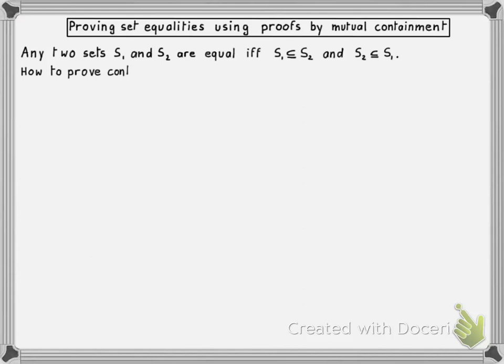How are we going to prove the relationship of containment, which is to say that S1 is contained in S2, or S1 is a subset of S2? Well, we go back to the definition of subset, which says S1 is a subset of S2 if and only if, for all x, if x belongs to S1, then x belongs to S2. And to prove this, we just assume that x belongs to S1 and prove that then it must belong to S2. Now, this is how you prove containment of one set in another.